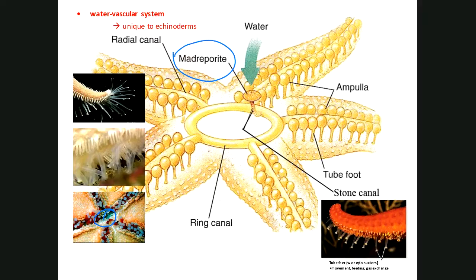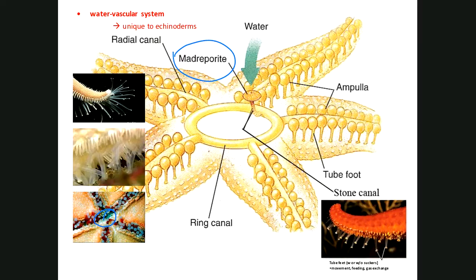So on the aboral surface of sea stars, if you look closely, you'll see that there's one spot that looks a little bit different, and that's the madreporite. And it's basically a sieve that lets water through, which passes down through a stone canal. Stone canal because it's made up of calcium carbonate again, into a ring canal and out through radial canals. Now, this is a water vascular system. It doesn't carry blood, it carries water.